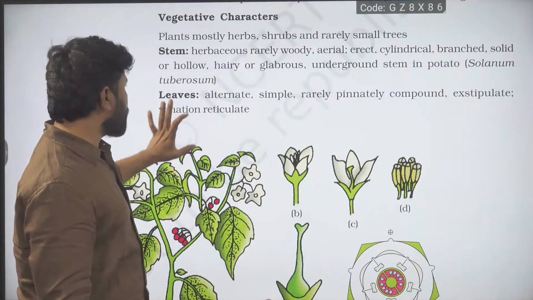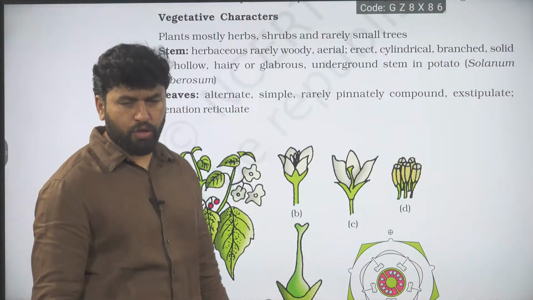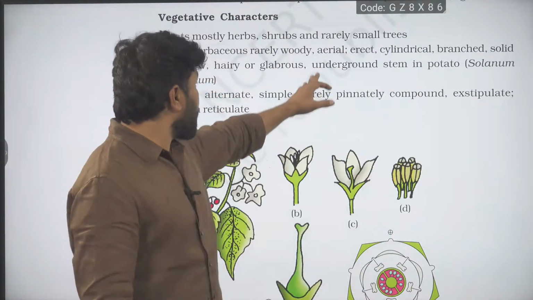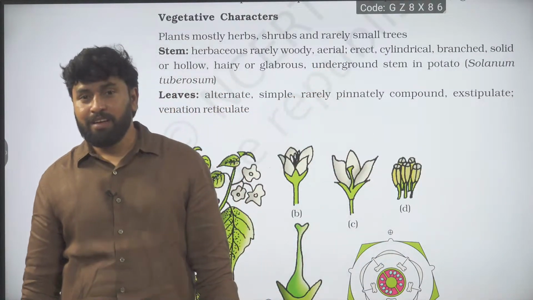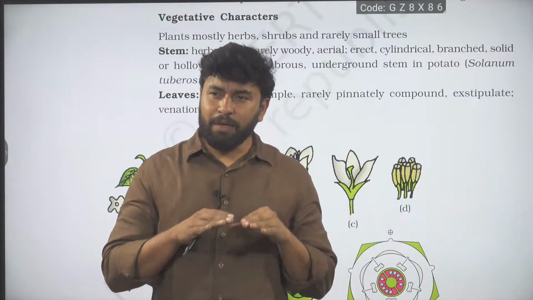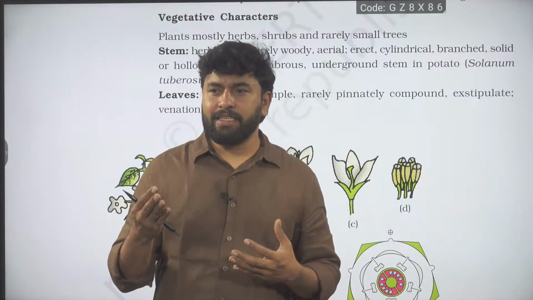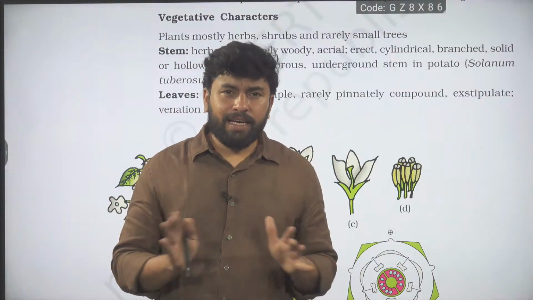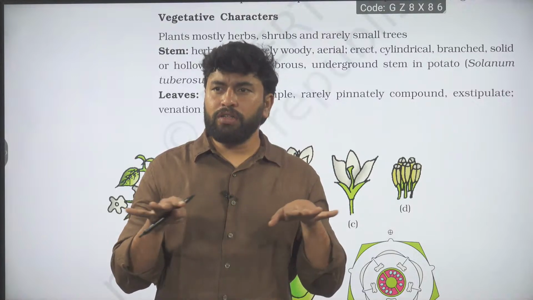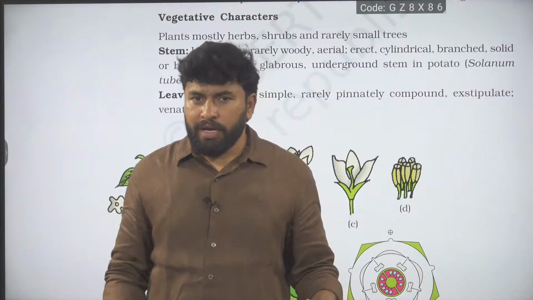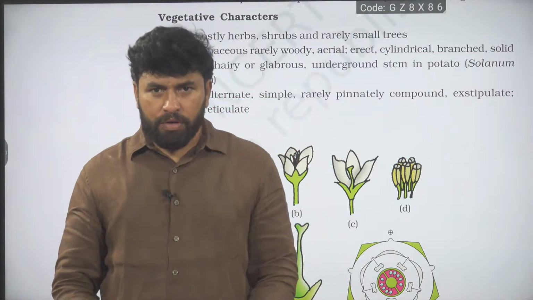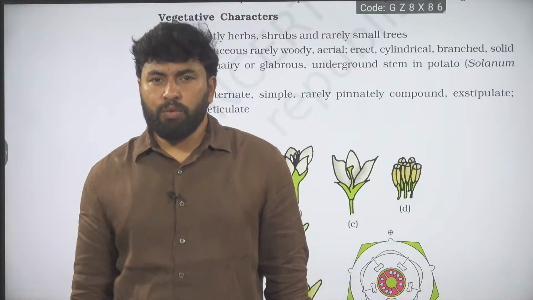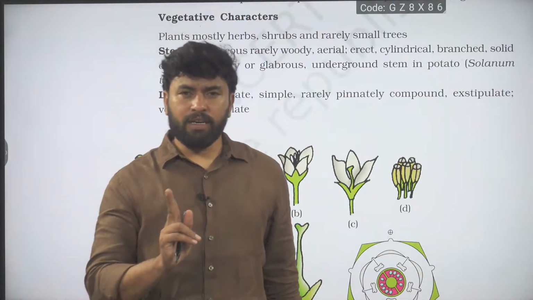Branch: solid or hollow. What do you mean by solid? They are also saying erectus. Remember, there are two varieties of plants: creepy and erectus. Creepy plants, like grass, grow horizontally on the surface of soil. Erectus plants grow above the soil vertically. Such kinds of plants are called erectus.